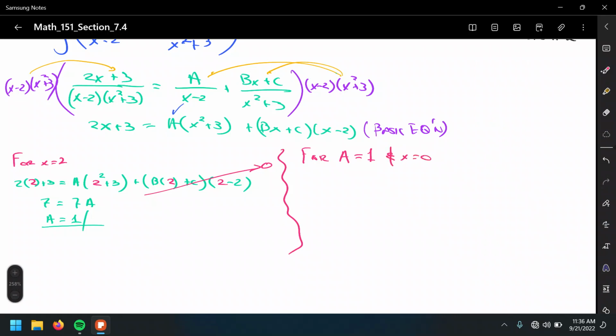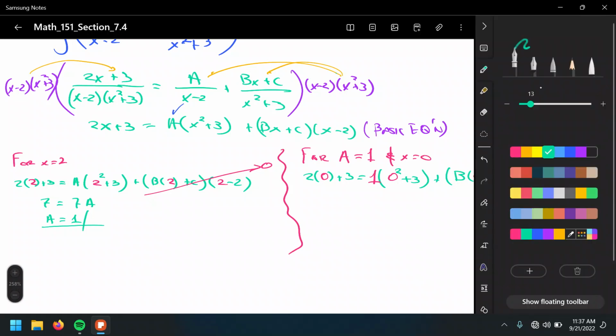Alright, and x equals 0, so this is what we do. Number 1, 2 times 0 plus 3 equals A, which is 1, times 0 squared plus 3 plus B times 0 plus C times 0 minus 2. Or not 0, yes, it's 0 minus 2. Alright, so let's plug in those values where they correspond. 0 for x, 0 for x, 0 for x, 0 for x, and 1 for A. Alright? 1 for A.